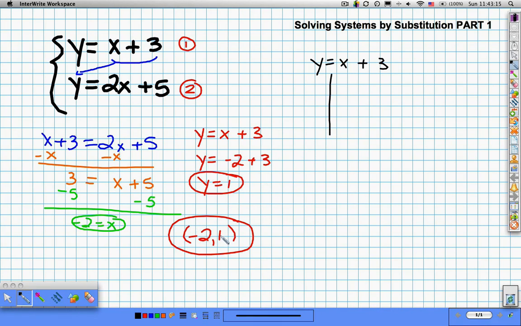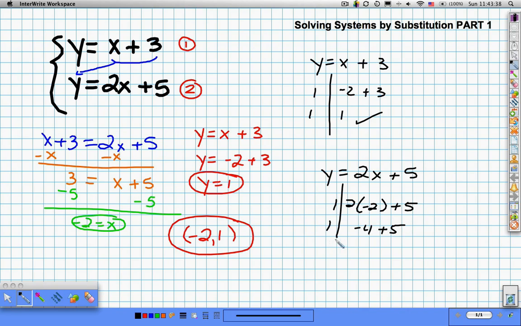So negative 2 for x, 1 for y. This works here. And then now for the second one. One for y, negative 2 for x. One does equal 1. So it works. So there is my solution.